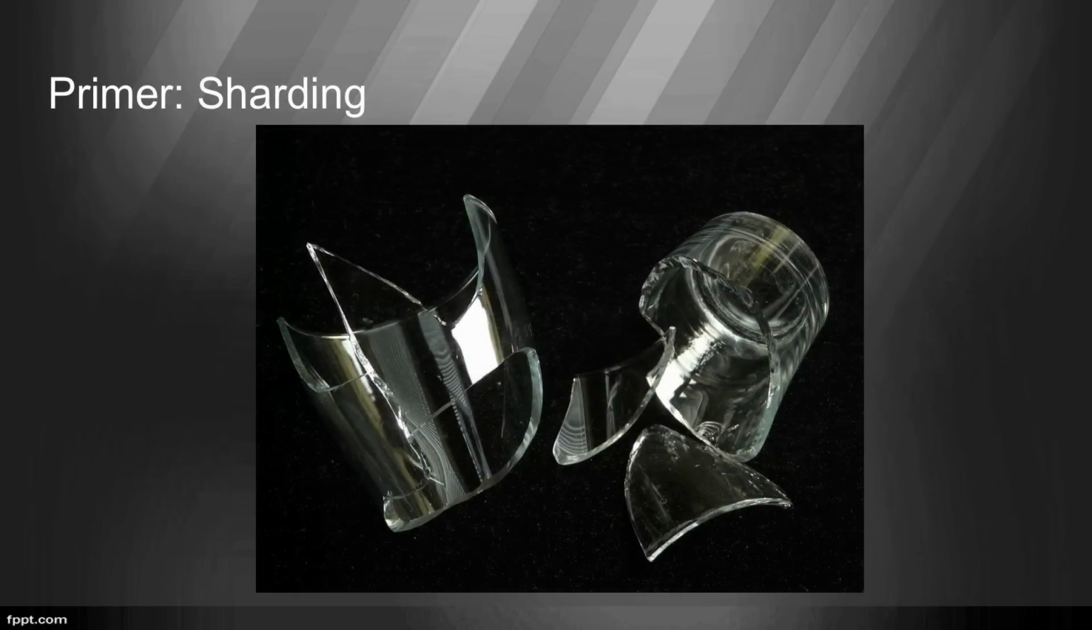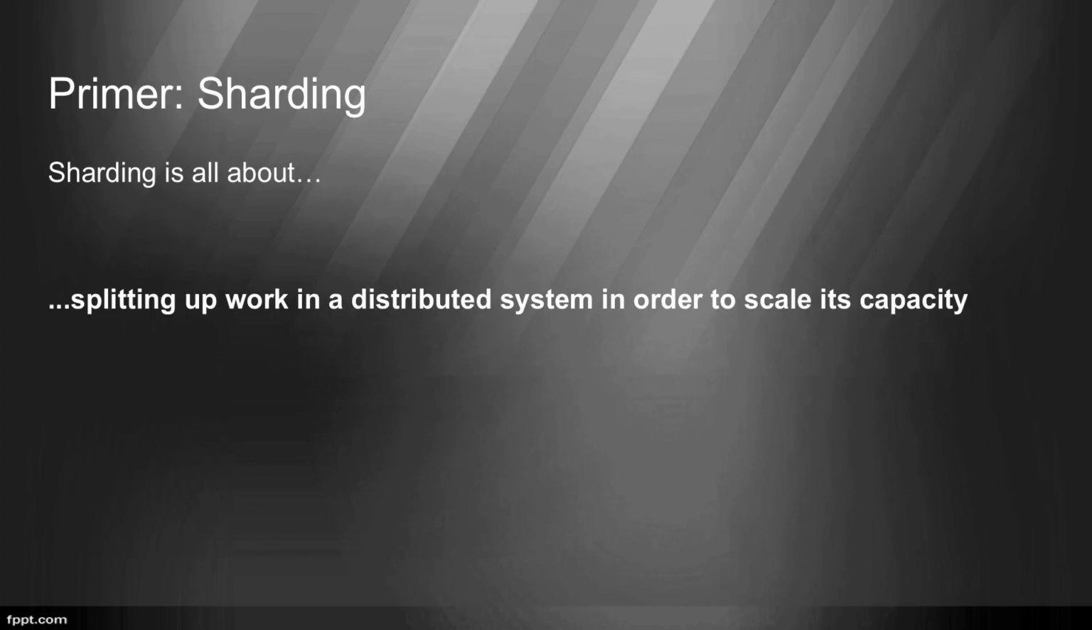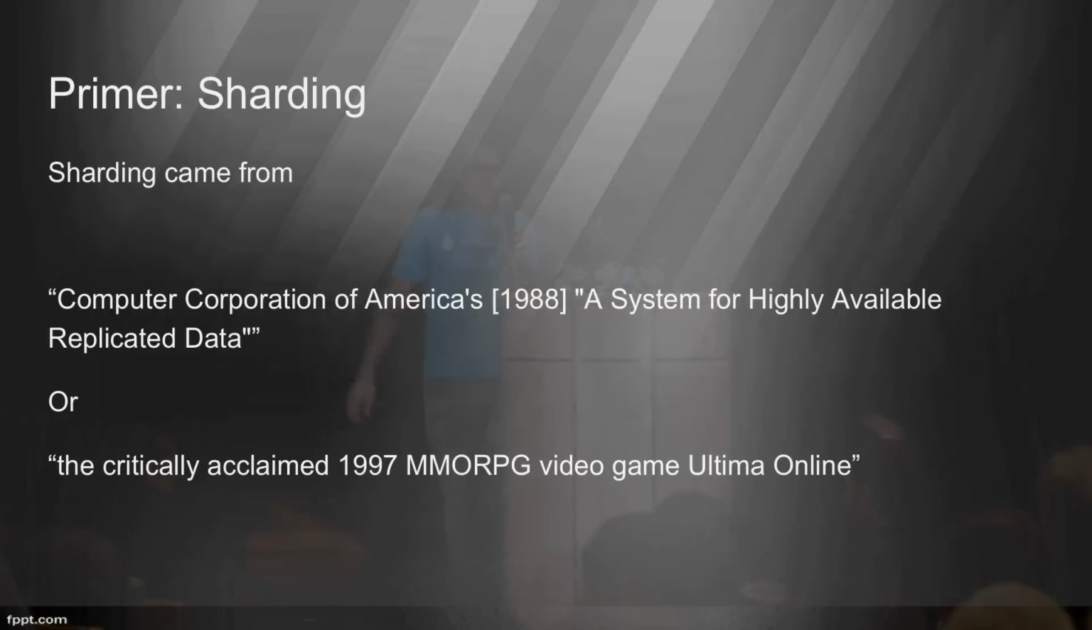Now we're going to talk about sharding. And here we have a sharded glass. It's very, very appropriate. So sharding is all about splitting up the work of a distributed system in order to scale its capacity. Really, fundamentally, the idea is we're going to try to scale distributed systems, scale their capacity, whatever that means, by splitting them up, whatever that means.